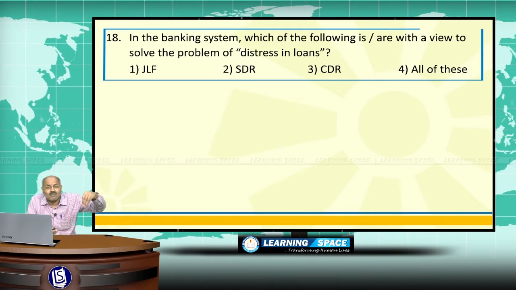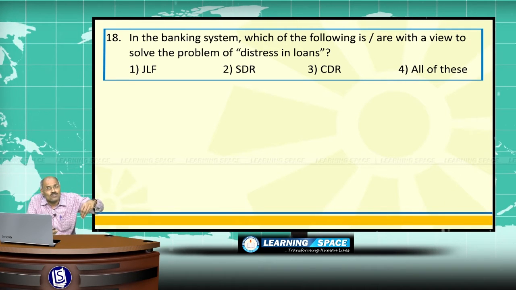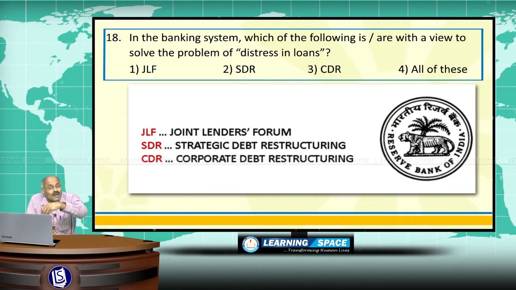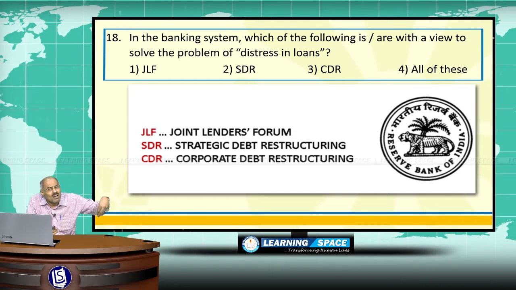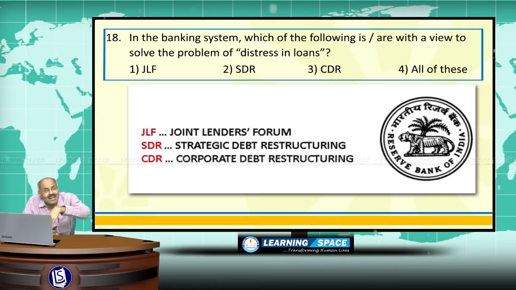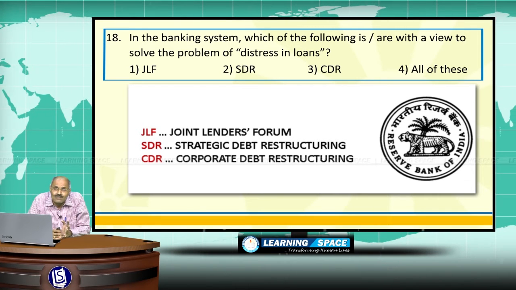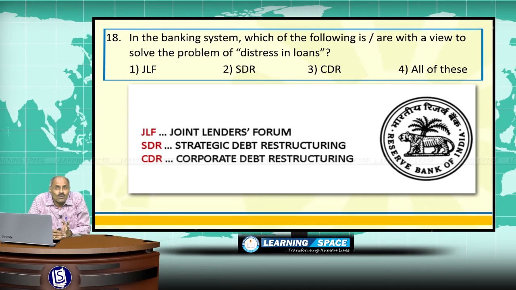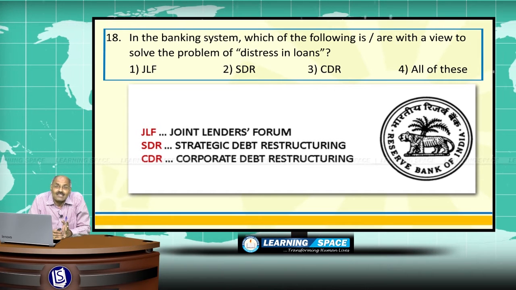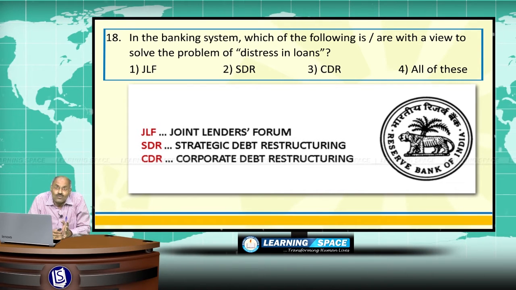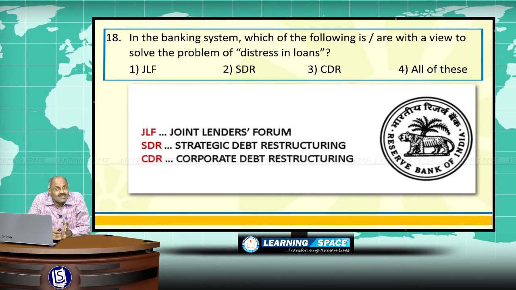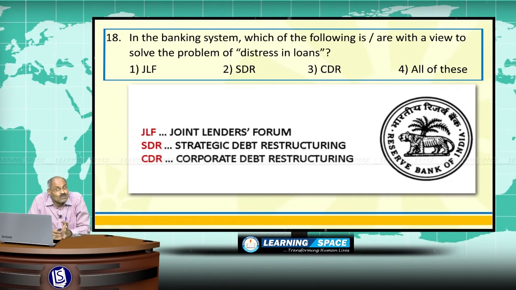In the banking system, which of the following is with a view to solve the problem of distress in loans? If loans are about to fail, if loans are going into default, what are the mechanisms devised by Reserve Bank of India? First one is Joint Lenders Forum. Before the loan becomes a non-performing asset, that is at the stage of SMA2, Joint Lenders Forum is to be constituted. This is with a view to ensure that the loan should not go into default.